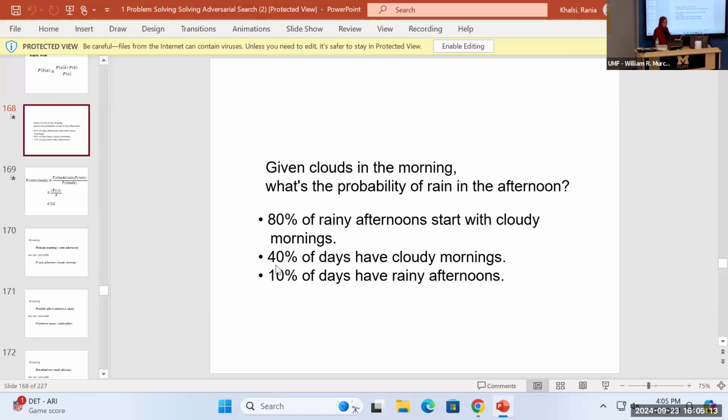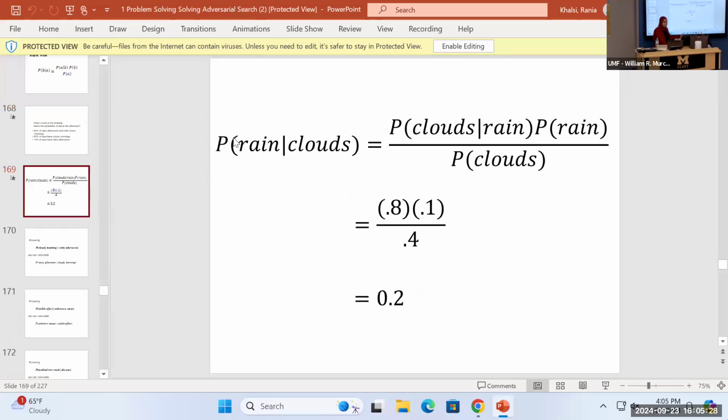I have 40%, like a probability of 0.4, of days having cloudy mornings. I have 10% of days having rainy afternoons. These are the facts that I know. I'm going to apply the rule and check what is the probability that it rains given clouds. So it's the probability of clouds given rain multiplied by the probability of rain divided by the probability of clouds. And I have these different values, and it's 0.2.